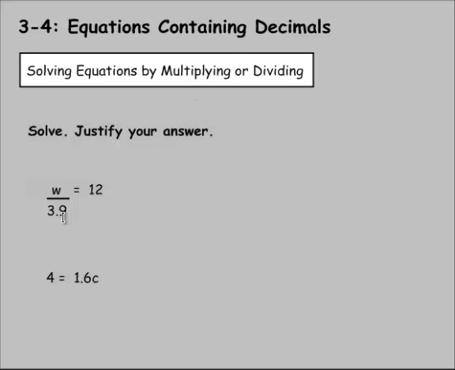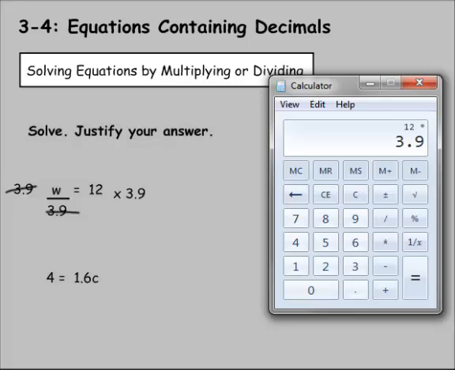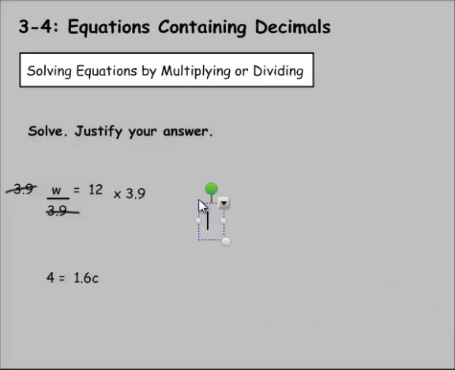So we have w divided by 3.9 equals 12. Well, what's the opposite of dividing by 3.9? That would be multiplying times 3.9. So we'll do that on this side, which crosses them out, so we're just left with w. And then we do 12 times 3.9. And what does that give us? 46.8. So we have 46.8 right here. So that would be w.